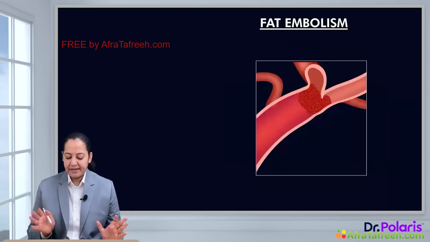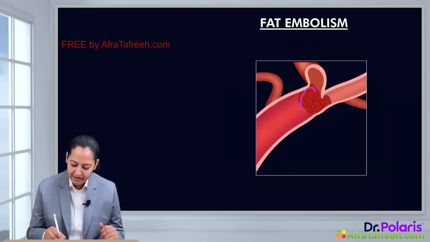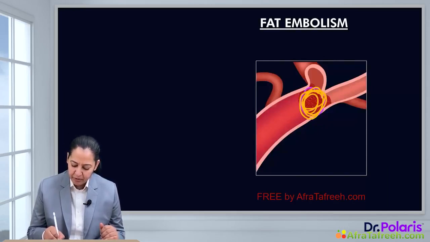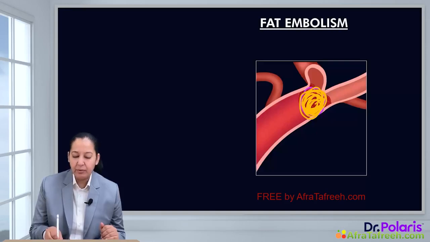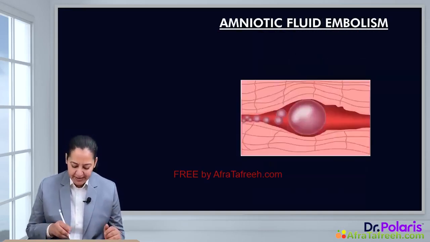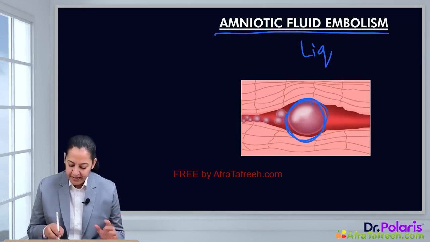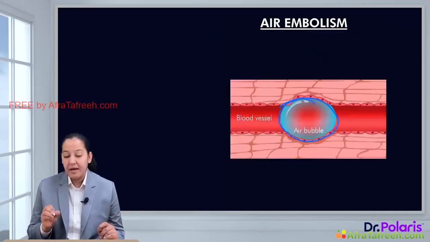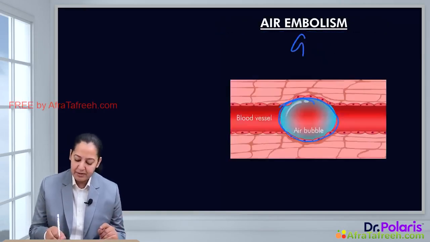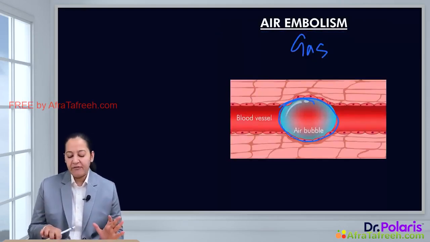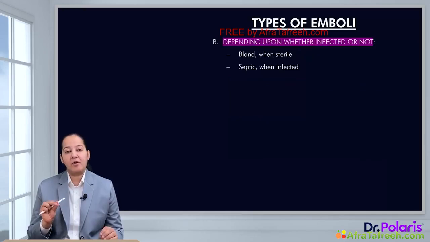Coming to the next example, here you can see it is the fat globule. Let me mark. This one is the fat globules. So it is an example of a liquid one. So fat embolism is an example of liquid embolism. Here you can see this is amniotic fluid, so it is also an example of liquid embolism. And in this example, you can see an air bubble. Air bubble is an example of gaseous embolism. So these are the various types of embolism based on the physical matter of the embolus.